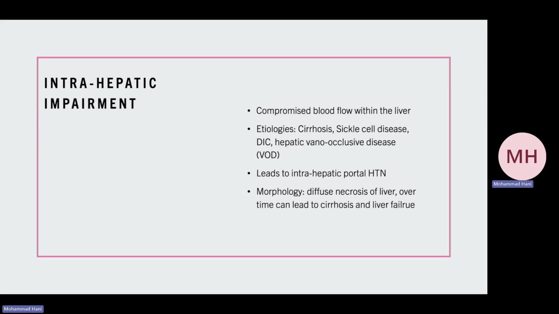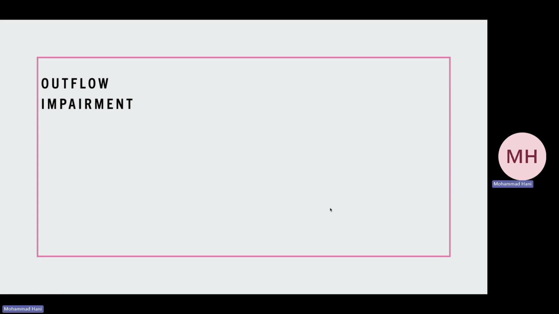And the morphology would be diffuse necrosis of the liver. Over time, it leads to cirrhosis and liver failure, given that the main etiology is not cirrhosis itself. Then moving on to outflow impairment. So this is considered within post-hepatic portal hypertension.